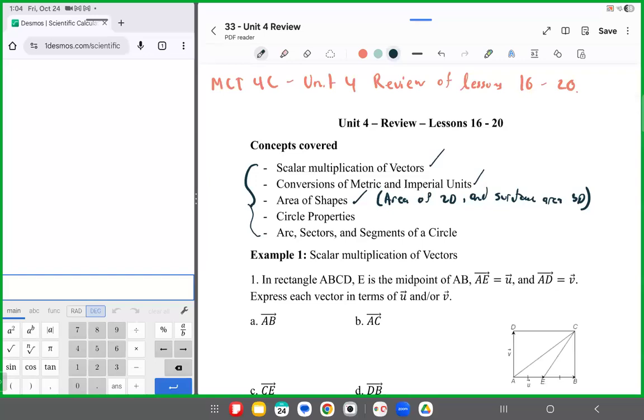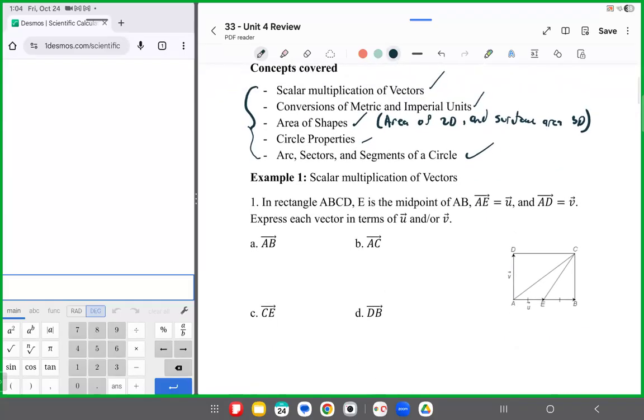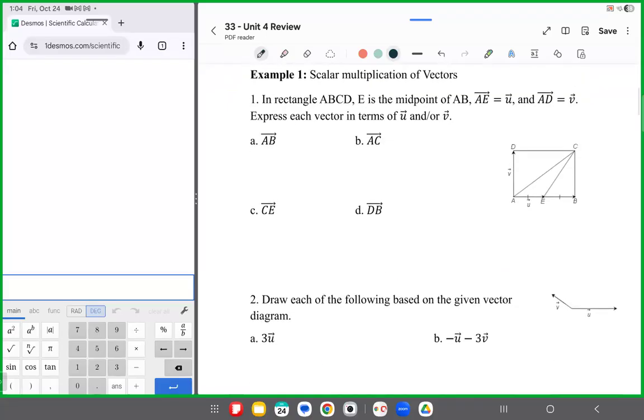And so if you've done an example of each of them, we'll limit our examples to a couple composites, some circle properties, as well as arcs, sectors, and segments of a circle. And so what we have for today is the Desmos scientific calculator. We'll need that for everything after the first couple of points.